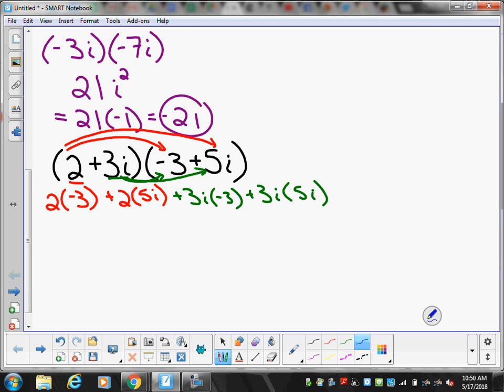So now we can just do our multiplications here. 2 times negative 3 is negative 6. 2 times 5i, 2 times 5 is 10, so 10i. 3i times negative 3 will be a minus 9i. And 3i times 5i is a positive 15i squared.